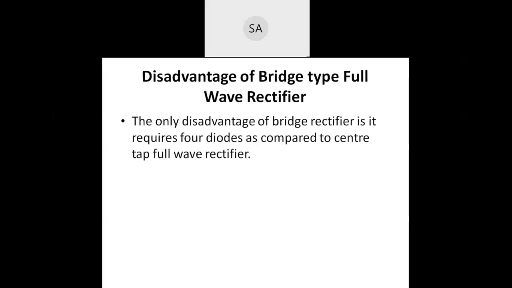And the disadvantages of the bridge type full wave rectifier. The only disadvantage of the bridge type rectifier is it requires 4 diodes as compared to the center tap full wave rectifier. So the number of diodes is increased, that is 4.